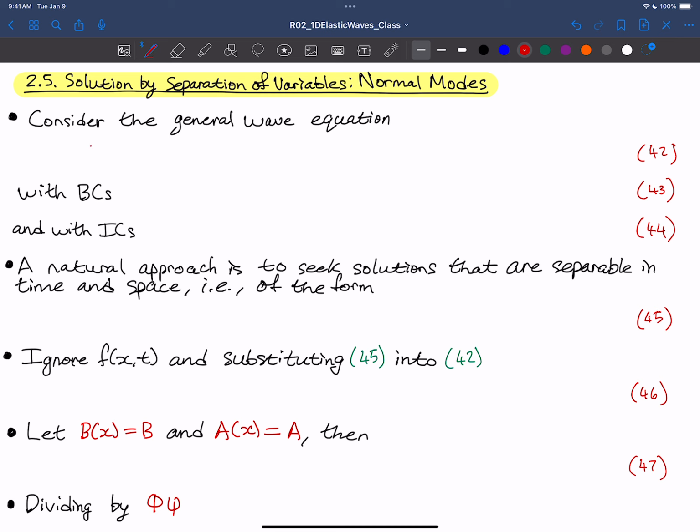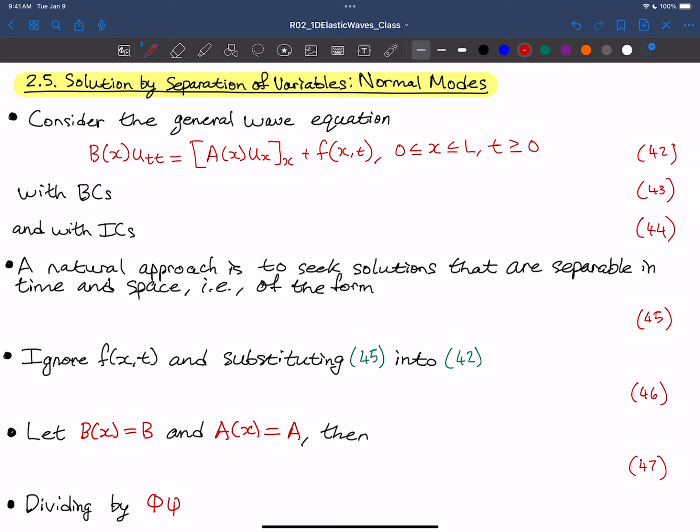In this case, we're going to say that B of x times u tt is equal to the quantity A of x times u sub x, all of that sub x, plus some forcing term f of x comma t, valid for 0 less than or equal to x less than or equal to L, and t greater or equal to 0.